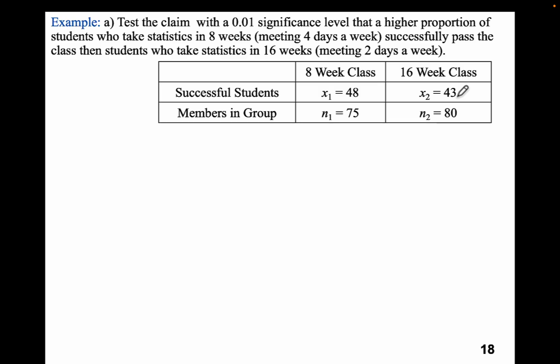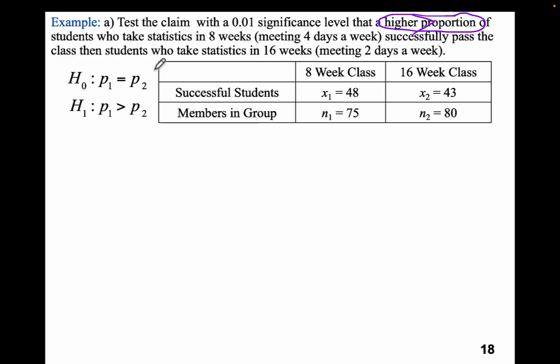All right, what's our task? Test the claim. So we'll set up our null and alternative hypothesis. Always equals for the null. And for the alternative, got to read that wording carefully: a higher proportion. That's the inequality wording right there, you guys. Higher. That's what told us to use the greater than sign right here.